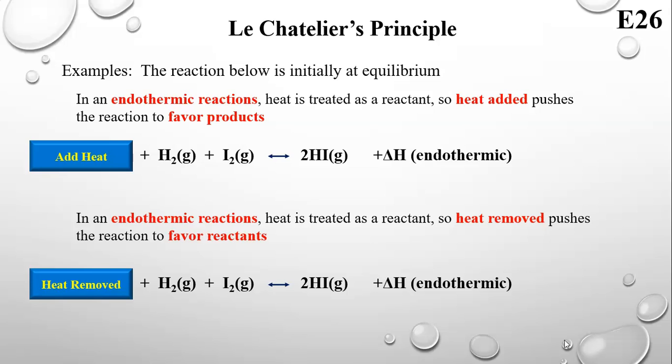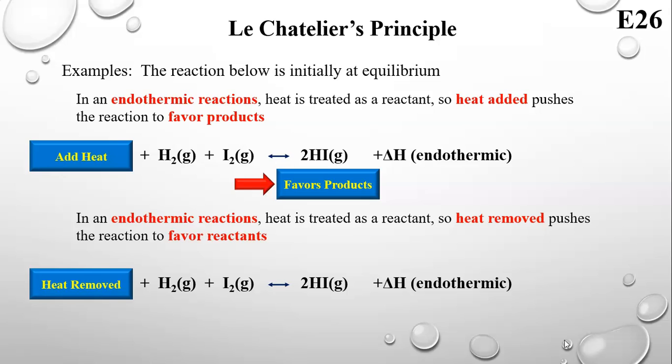Okay, now heat can also have an effect. In endothermic reactions, heat is treated as a reactant. Think about that. Endothermic means that to cause the reaction to go forward, you need to put heat into it. Heat goes in. So heat is treated as a reactant. You have to add heat in order to make the reaction take place. So heat added pushes the reaction to favor products. It pushes the reaction to the right if I add heat, because heat in an endothermic reaction, that's a plus delta H reaction, is treated as a reactant, so you need it in order to make the reaction go from left to right.